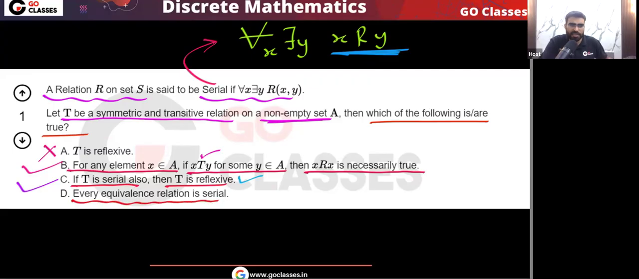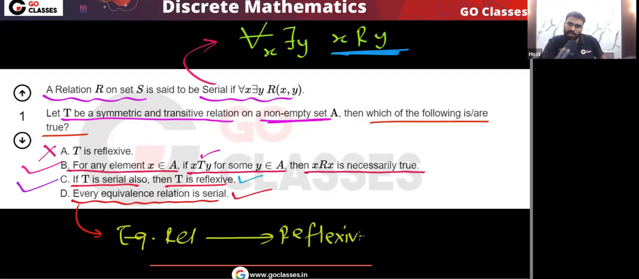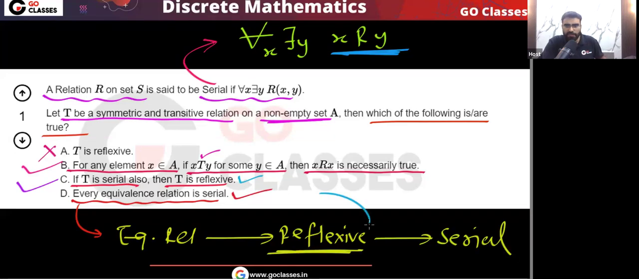Every equivalence relation is serial. Is this true? Every equivalence relation is serial. Yes, this is true. Why? Because equivalence relation is reflexive, and reflexive implies serial. Because in the reflexive, can I say that every element is related to someone? Yes, every element is related to someone. So very simple. For this question, the final answer will be option B, C, D.